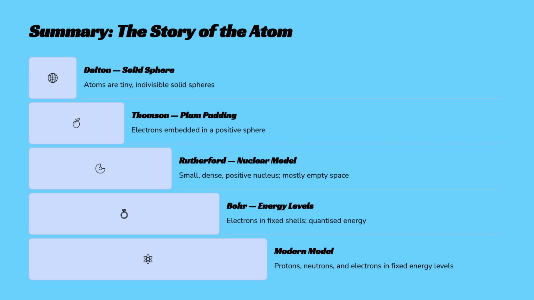In summary, the story of the atom is a journey from Dalton's spheres, through Thomson's pudding and Rutherford's nucleus, to Bohr's levels and the modern model. Understanding these shifts helps us appreciate the scientific process.